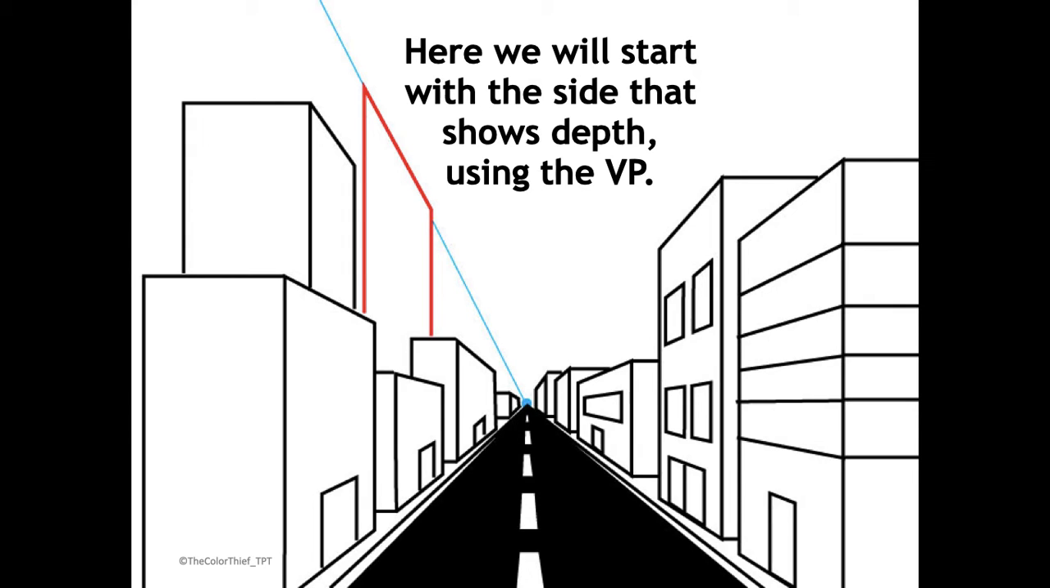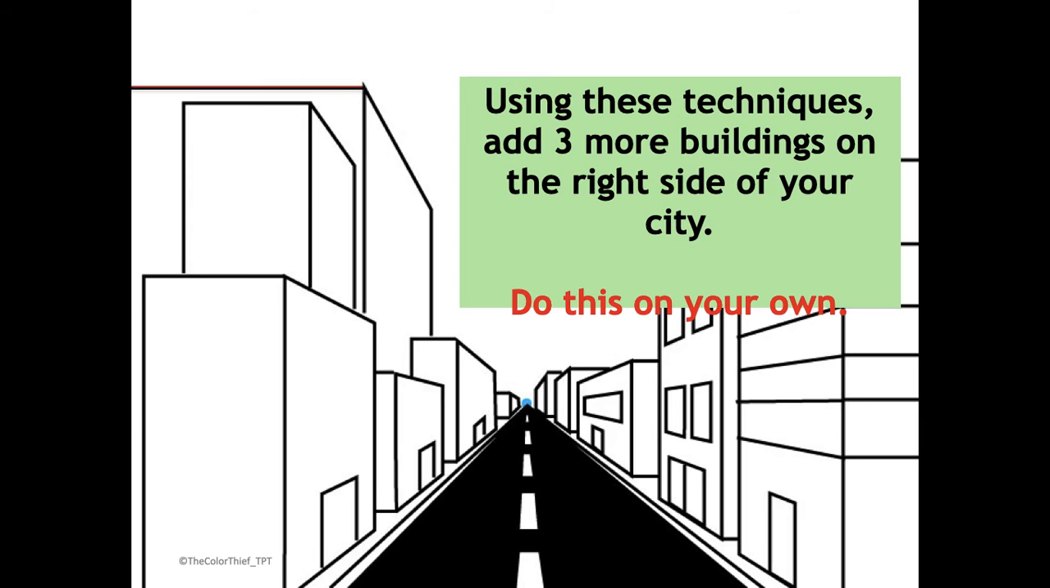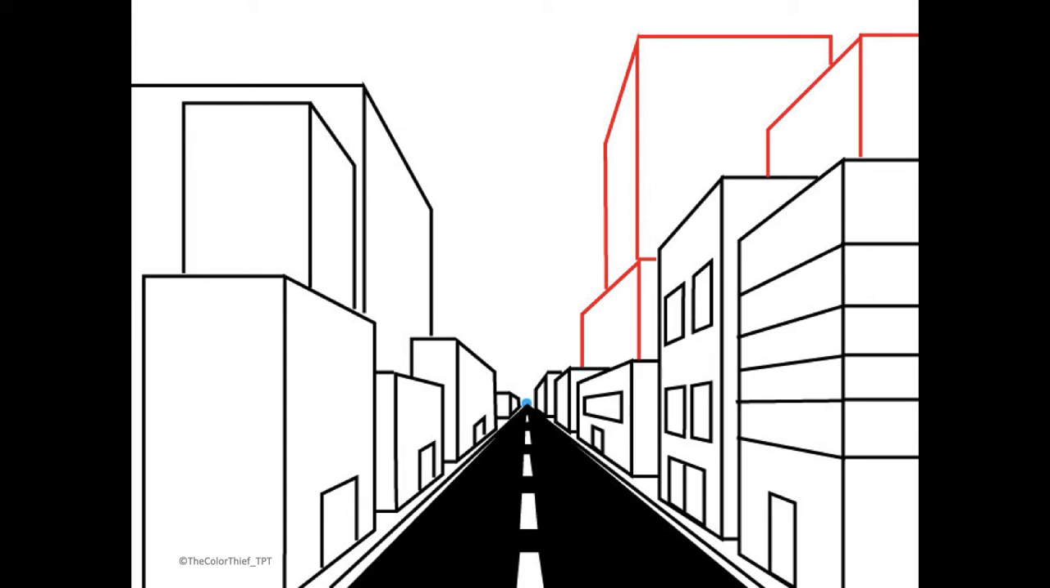Here we'll start with the side that shows depth using the vanishing point. Top uses the vanishing point, sides go straight up and down. Next, you're going to use a horizontal line to create a regular rectangle to end your building. See how it floats behind the others? Using these techniques, add more buildings on the right side of your city, like you see here.